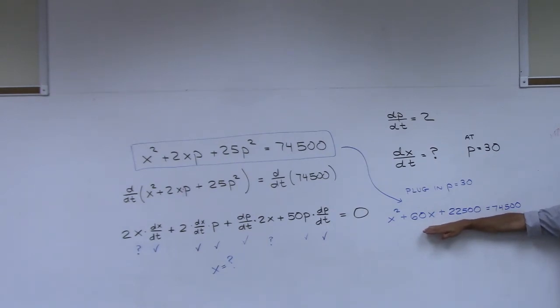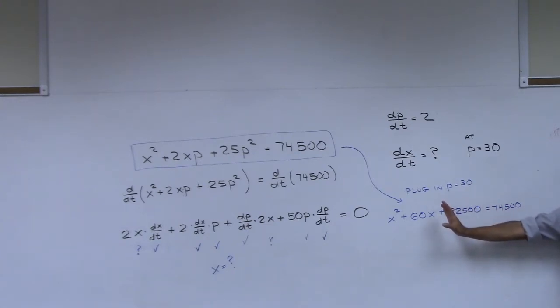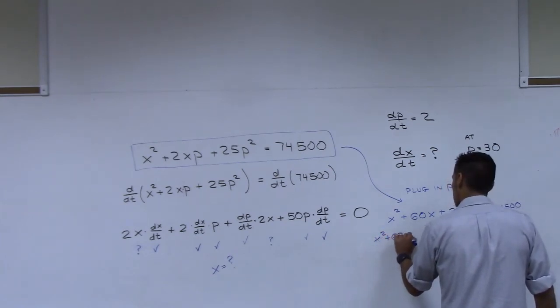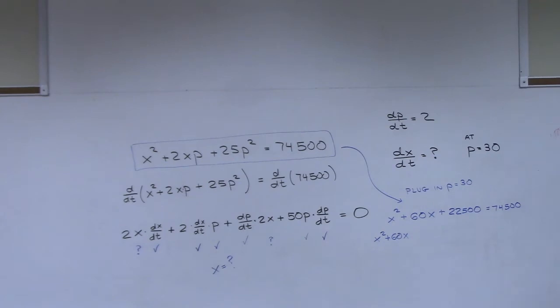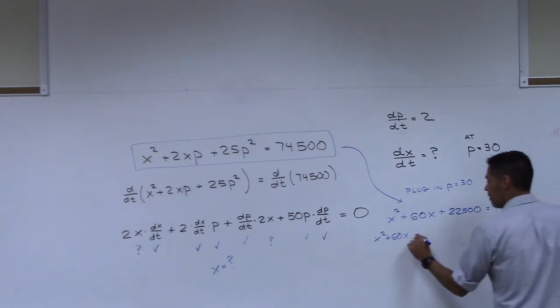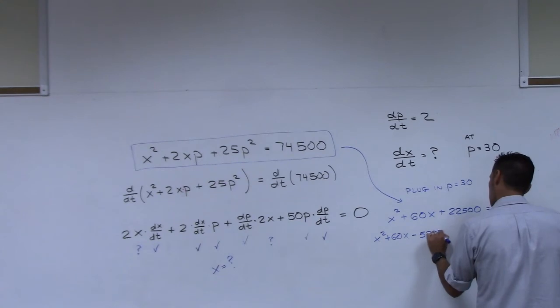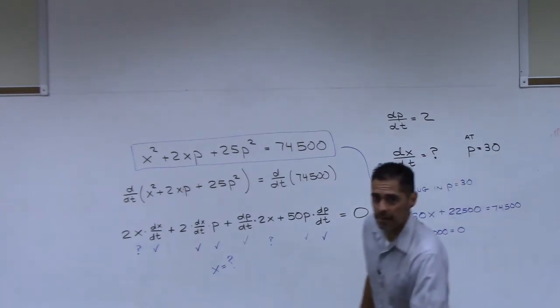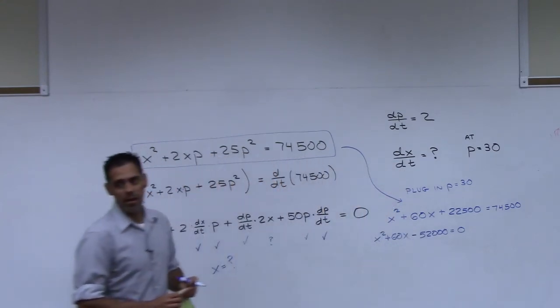And what type of equation are you looking at here? This is a quadratic equation. So what I'm going to do is move everything to one side. So this becomes x squared plus 60x. If I take 22,500 and subtract 74,500, what do I get? 52,000. So minus 52,000 equals 0. Are y'all okay with this? Now what?